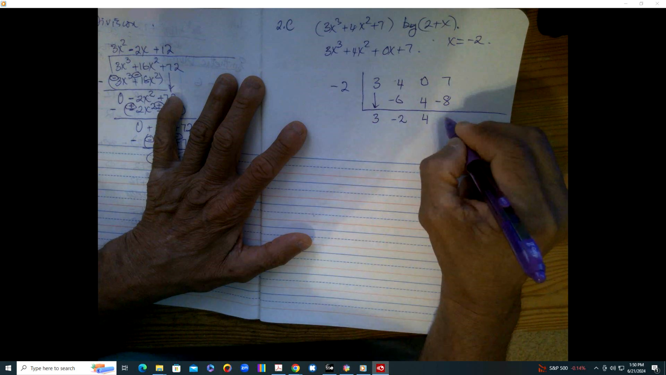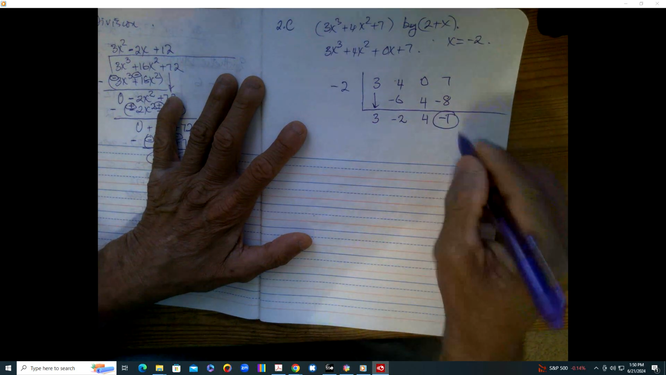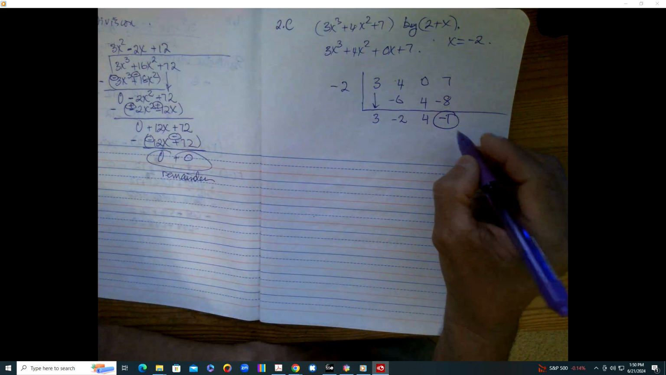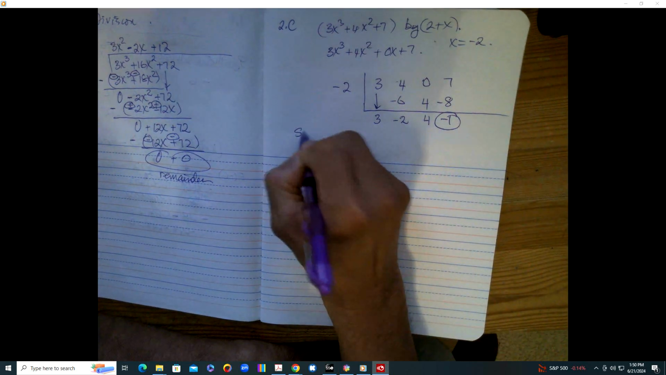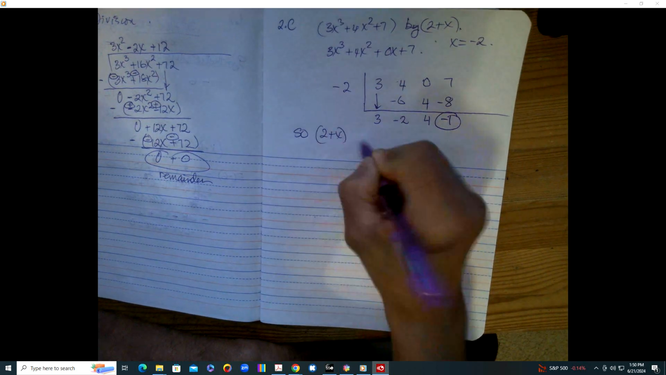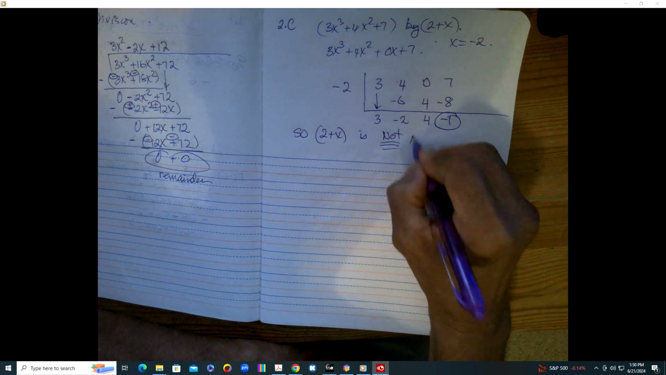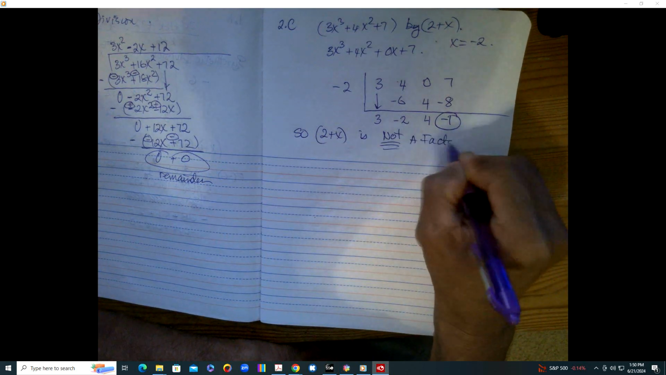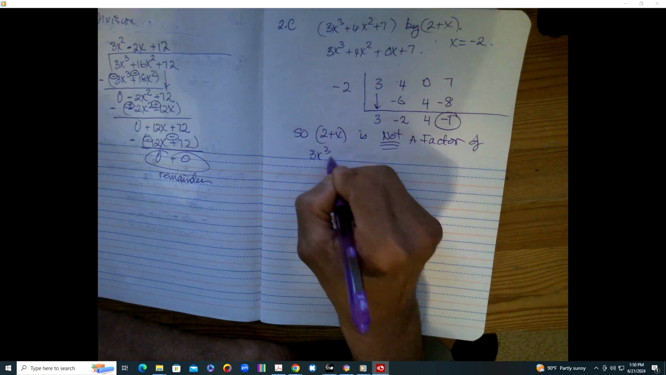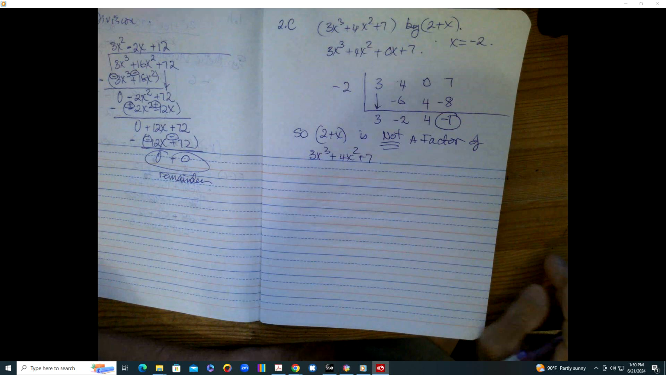And this is where we got negative 1. Right. And you know, the negative 1 is our remainder. It's not a 0. So 2C, 2 plus x is not a factor of 3x to the third plus 4x squared plus 7. Okay.